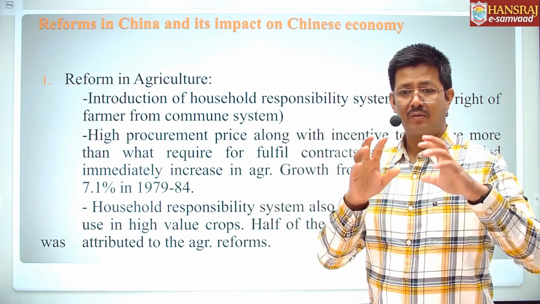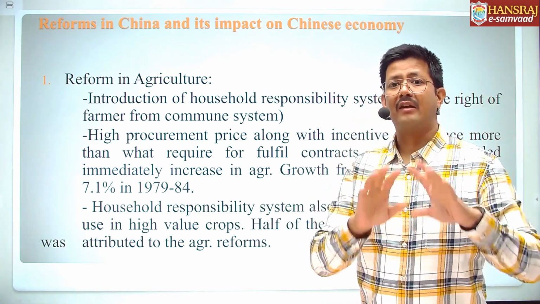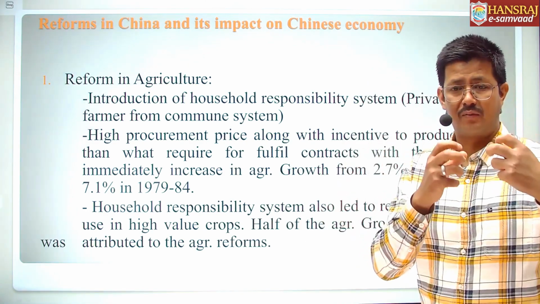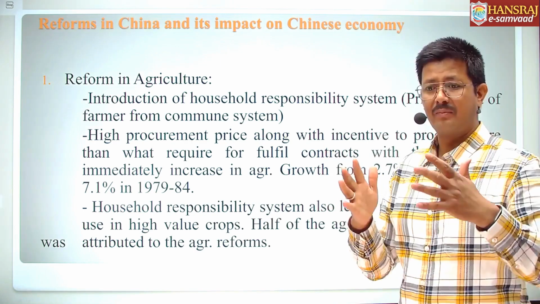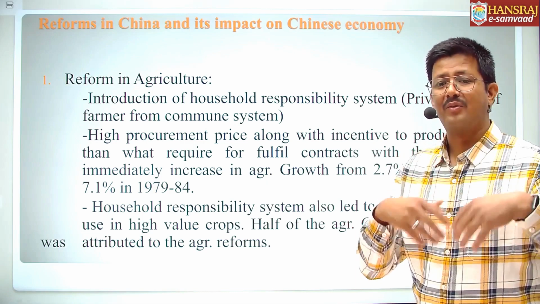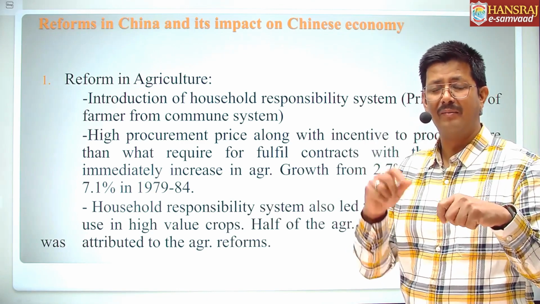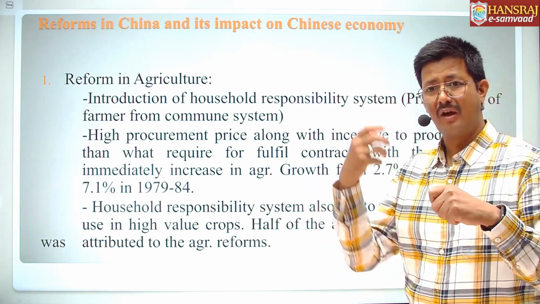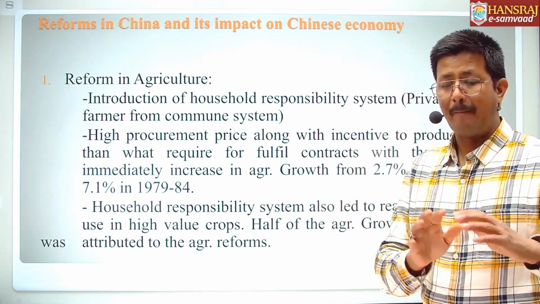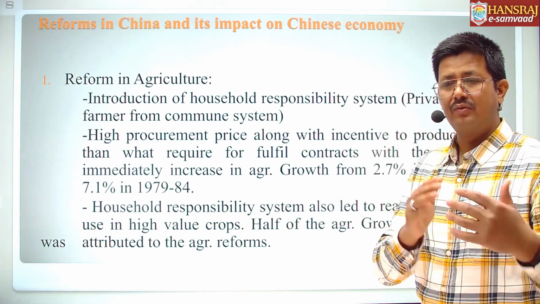So China's economic reform started from its agriculture sector. That was the first reform. Before the reform, there was the commune system. The private ownership right was not there. The incentive was not there for farmers to produce more. Because of the reform, ownership rights were given to farmers. This incentivized farmers to shift the land use pattern from low value to high value crops.